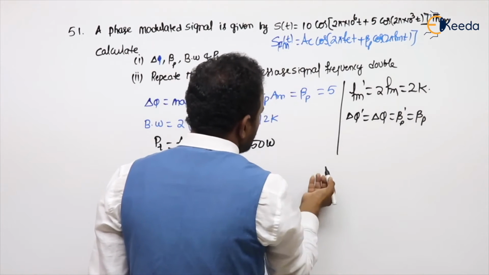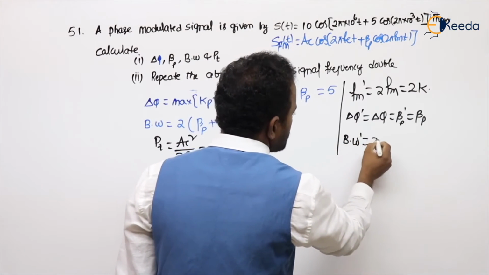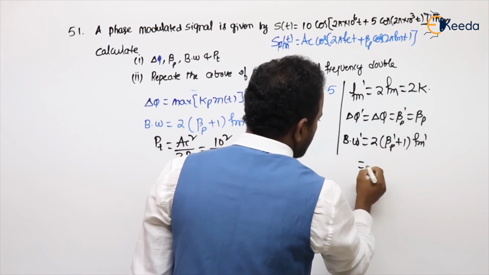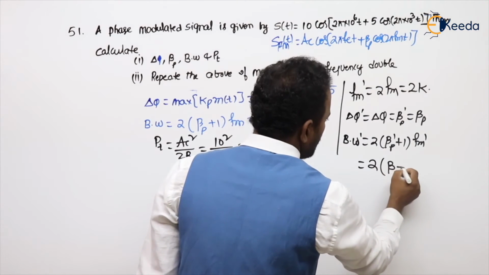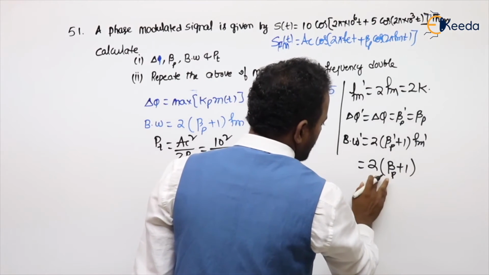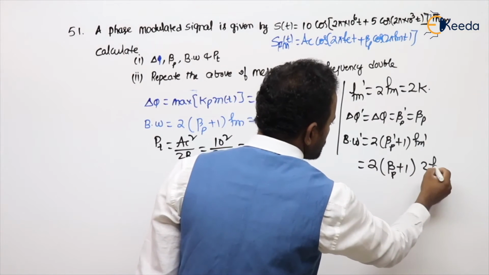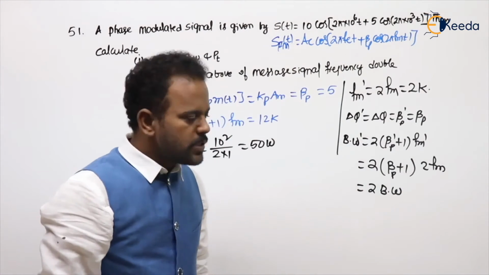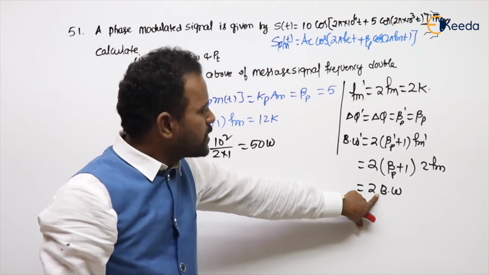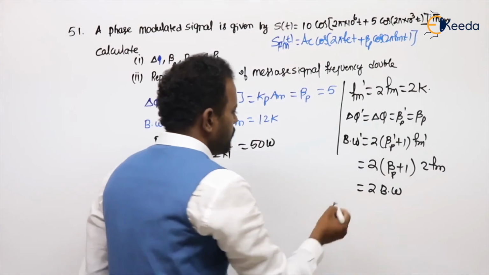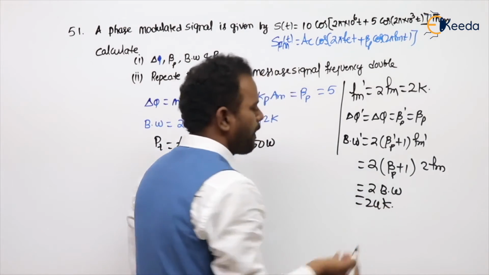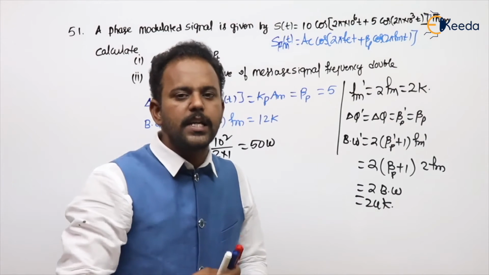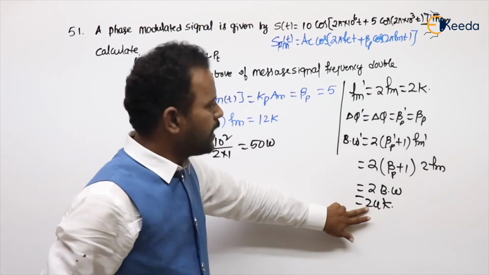Let's see about the bandwidth. New bandwidth is nothing but 2 times beta p dash plus 1 into FM dash. This will be 2 times beta p plus 1 because there is no change, but FM dash is 2 times FM. So 2 times the previous value. What is the previous value? Previous value is 12. New value will be 24K. Means whenever message signal frequency is doubled, then bandwidth will be doubled.